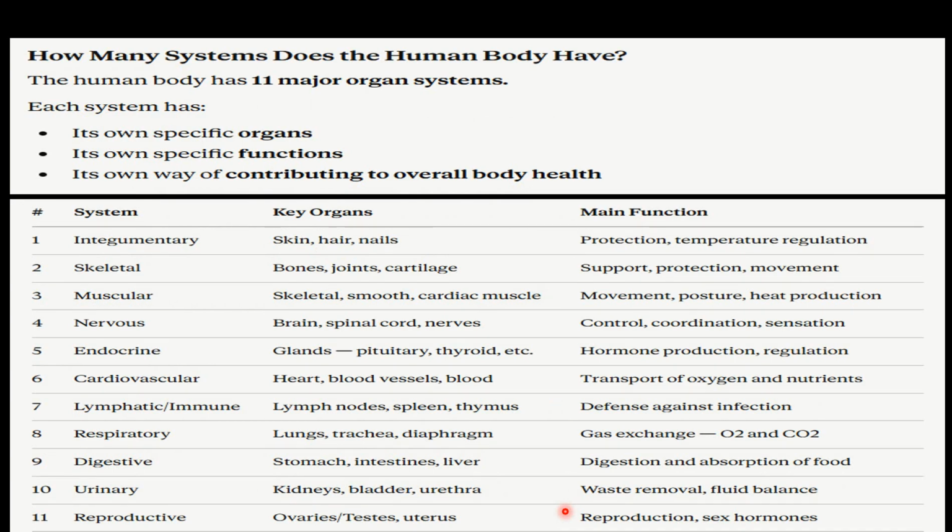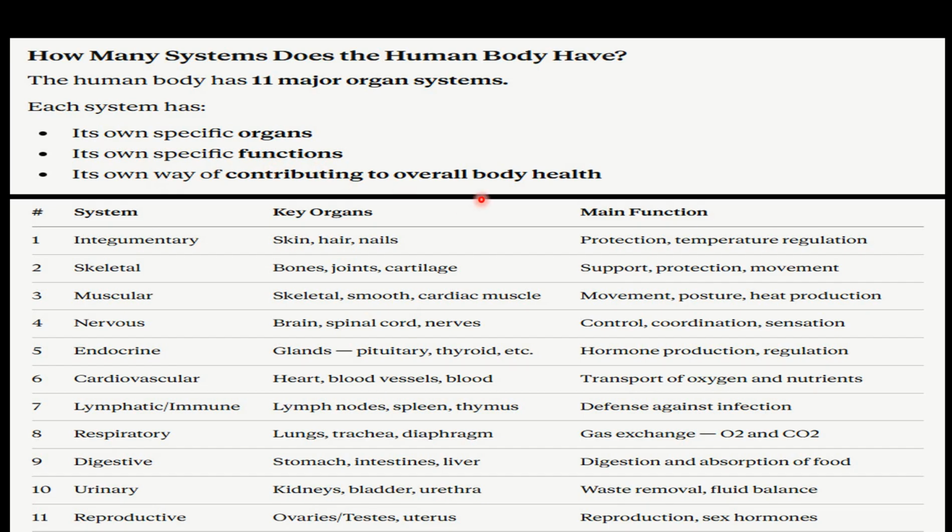Now the next thing is, how many systems does a human body have? This is a very simple question, and I'm sure those who are from a biology background already know how many systems there are, right? But before we conclude it, we should at least know what all systems there are. Also we should know that the human body has almost 11 major organ systems. Each system has its own specific organs, its own specific function, its own way of contributing to the overall human body health.